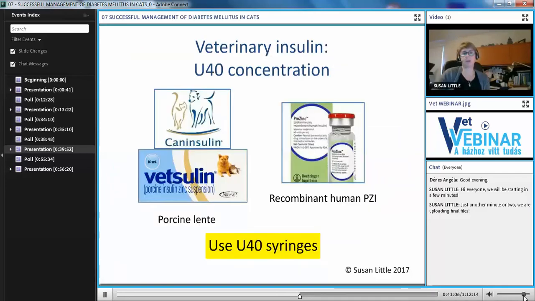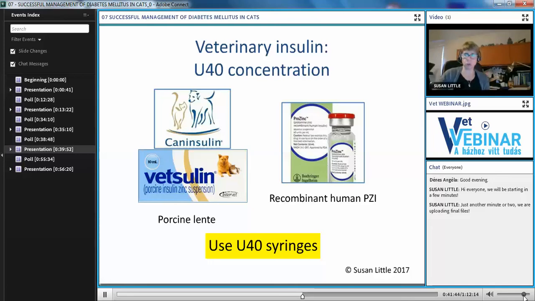So of course, the two veterinary insulins that are available in many countries, probably the most common is CAN insulin. It's also called Vetsulin in some countries, and it's a porcine lente. And a little bit newer than that from Boehringer is the recombinant human PZI insulin that's called Prozinc. So these are both intermediate acting insulins, but they're U40 insulins, which is good because cats require small insulin doses, and U40 insulins are easier to measure. That's one of their big advantages. So those are the two veterinary insulins.